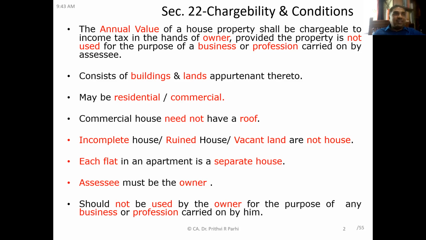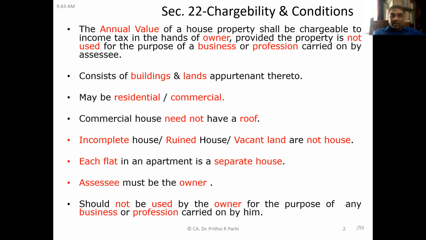Let us say the assessee is a lawyer, and there is a house property. Part of it is used by his office, and part of it is let out. That means it is given on rent to someone. Understood? In this case, the part of the house which is used for his own business and profession will not be chargeable to income tax as house property, provided that his business income is assessable to income tax. Understood this concept?